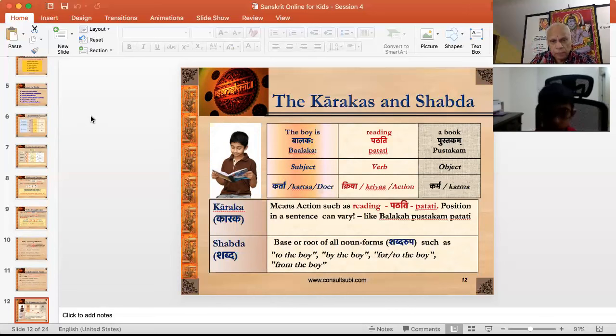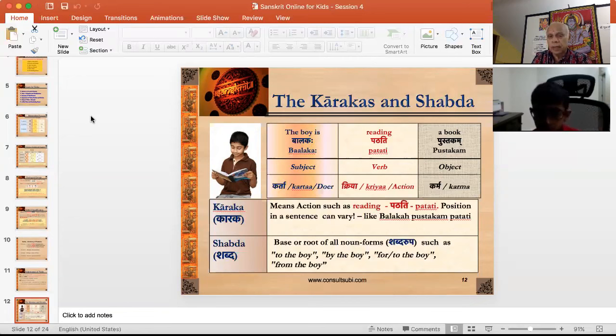The subject here is balakaha, the boy. The verb which is given in red is patati. And what is he reading? A book. You don't say a book, just pustakam. It's enough. A book is 2 words, but pustakam is only 1 word because pustakam itself means one book. So against English 6 words, you have only 3 words in Sanskrit. You see, the boy is reading a book is 6 words. In Sanskrit, you say balakaha patati pustakam, only 3 words. It means the same.